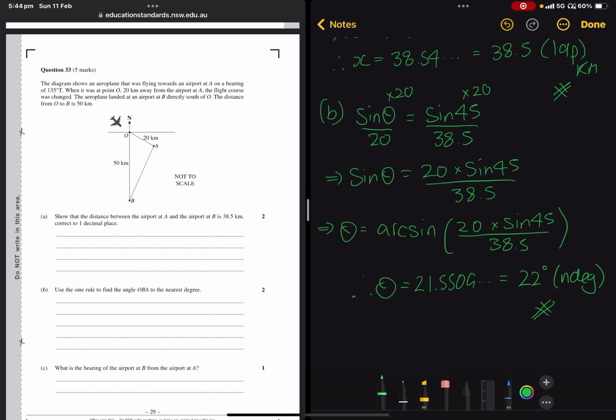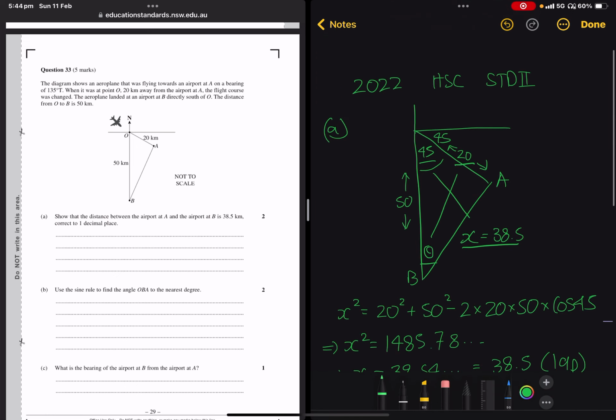Now for part C, they ask us what is the bearing of the airport at B from the airport at A. So be really careful with this wording. Let's go back to our diagram. We're asked for the bearing of the airport at B from A. So we draw a little compass at A. We're being asked what is this angle? What is the angle clockwise from north, centered at point A, that gets you a vector that points towards B? Well, we can use some geometry here to find this.